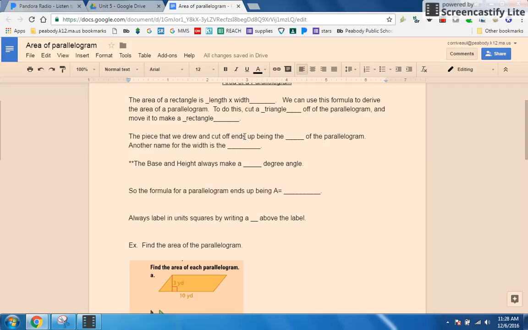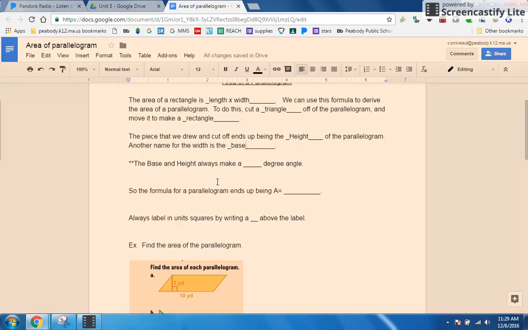The piece that we drew and cut off ends up being the height of the parallelogram. And then you have the bottom, which is the width, which is also called the base. So basically the base and height are what you multiply to get the area of your parallelogram.